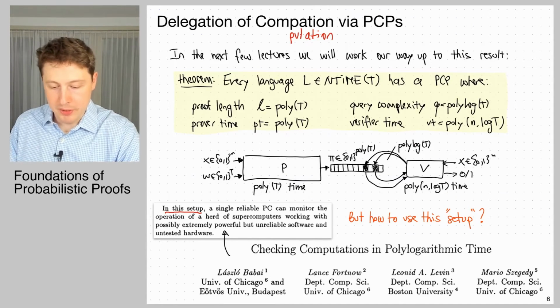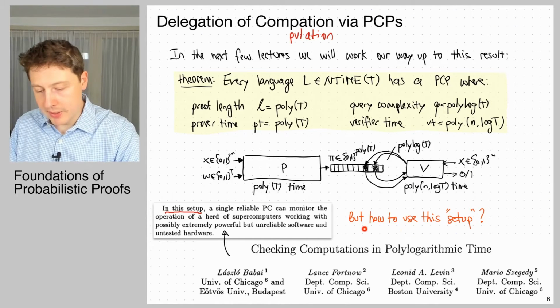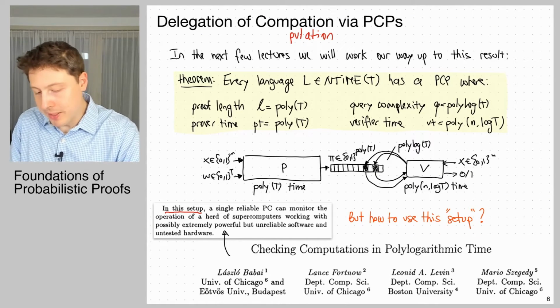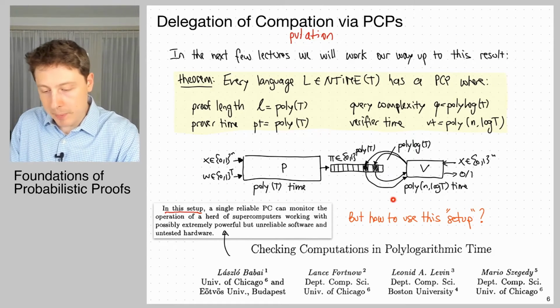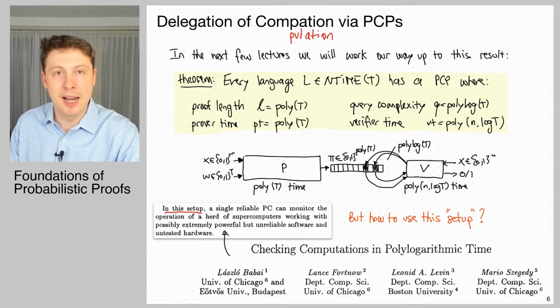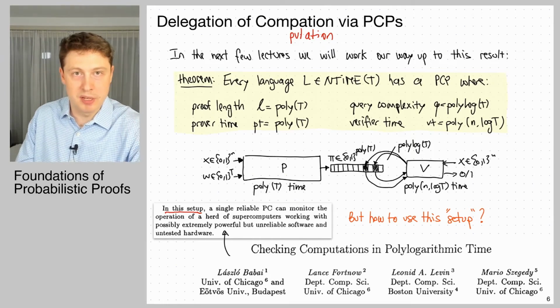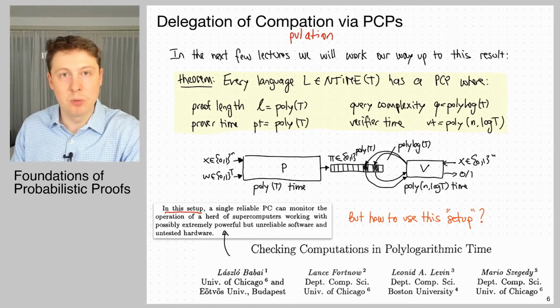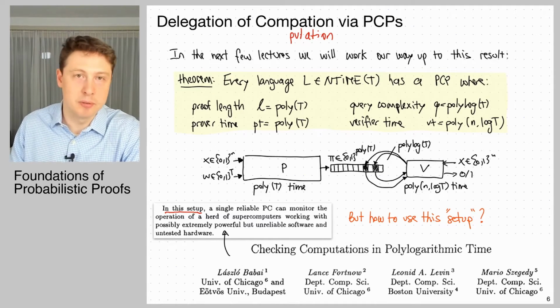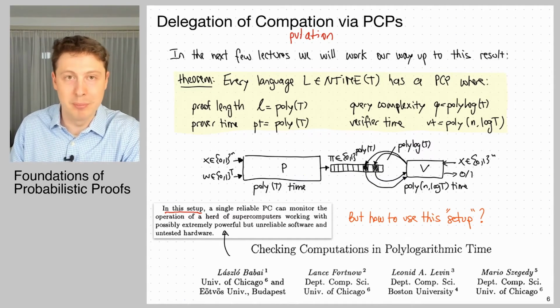Okay, so now I want to address this kind of a problem. In some sense, this really is a missing piece of this vision of checking computations at polylogarithmic time, because this setup is not really realistic. It is an idealization of some mathematical model. It is excellent that we have something like this, but we have to work a little bit harder. It's not much harder to make it useful.